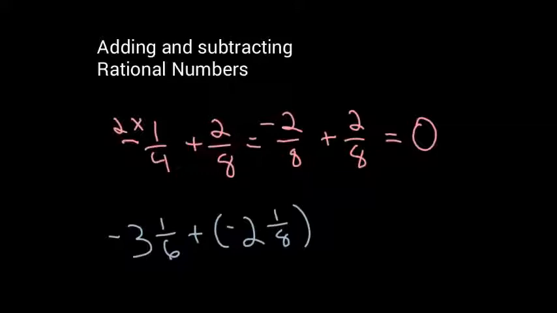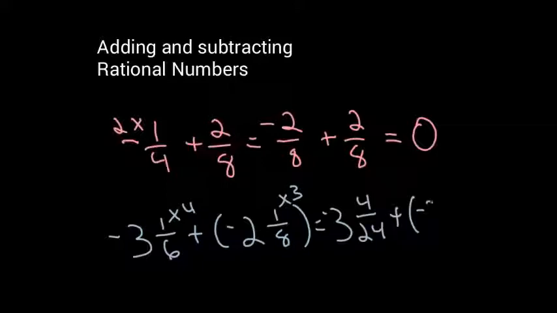Next I have 3 1/6 plus negative 2 1/8. So again, common denominators between 6 and 8. 6 can't be turned into 8, can't be turned into 16, can be turned into 24. So I need to turn these into 24. So 8 times 3 is 24, so I'm going to multiply that by 3, and 6 times 4 is 24, so I'm going to multiply that by 4. So I'm going to get negative 3 and 4/24ths plus negative 2 and 3/24ths.